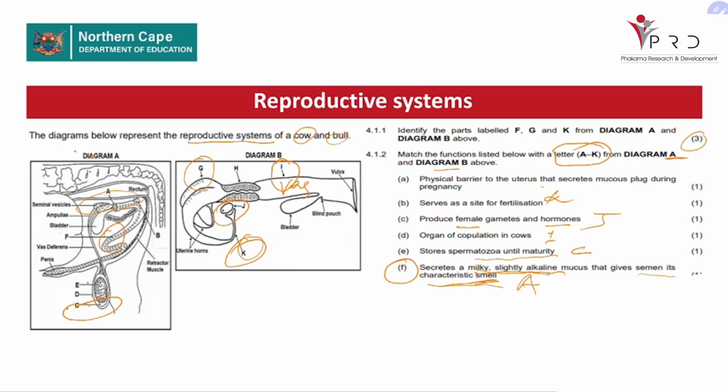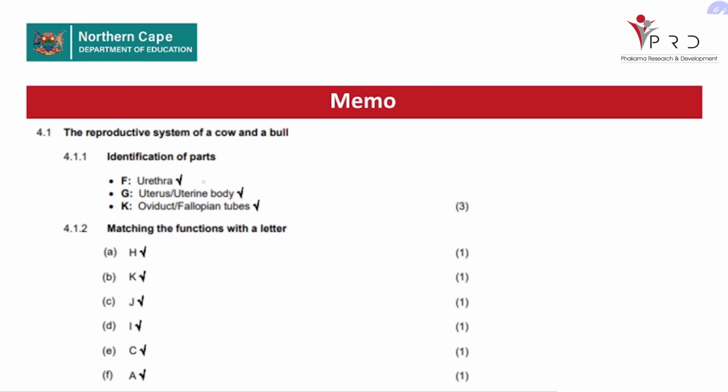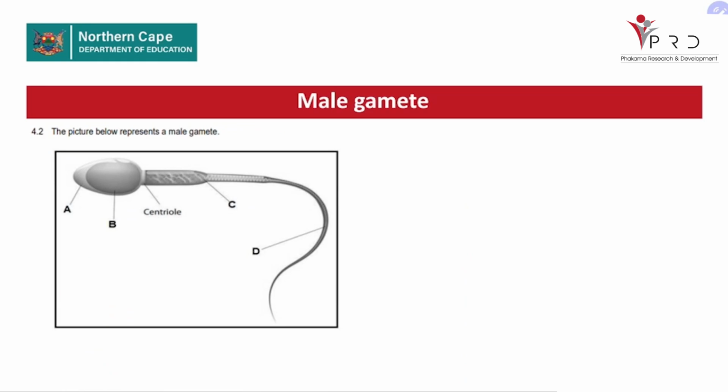Physical barrier to the uterus that secretes mucus plug during pregnancy. We are looking at the cervix, which is labeled as H. Identify parts F, G, and K. You will only look at that. F is the urethra, whereas G is the uterus, or one can say uterine body, and the last one is the oviduct or fallopian tubes.